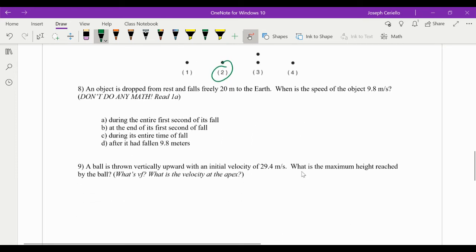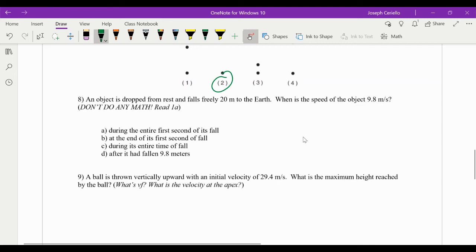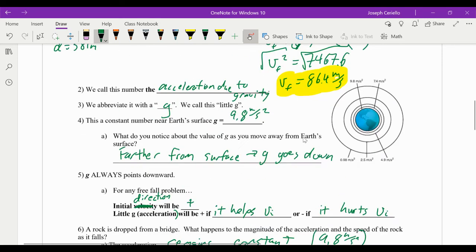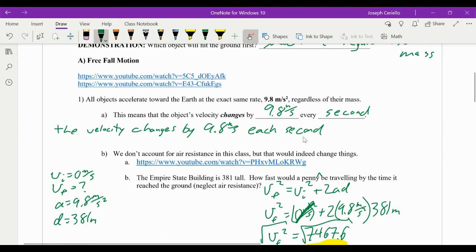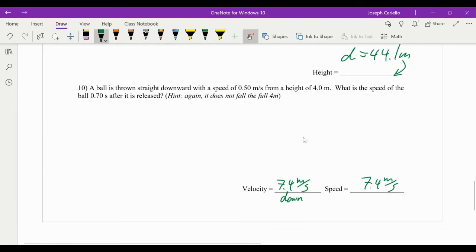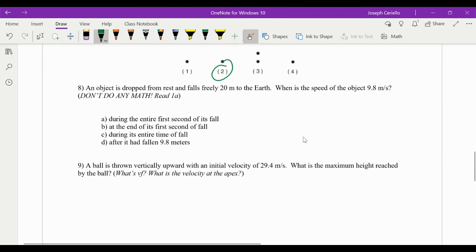Number 8 says an object is dropped from rest and falls freely 20 meters to the earth. When is the speed of the object 9.8 meters per second? Don't do any math, read 1a. So 1a tells us that an object's velocity changes by 9.8 meters per second every second. So it's constantly changing by that much each second.